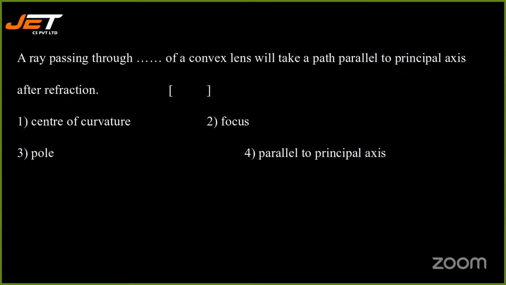Next question. A ray passing through dash of a convex lens will take a path parallel to the principal axis after refraction. So the ray should pass through the center of curvature, or it should pass through the focus, or it should pass through the pole, or it should be parallel to the principal axis. In order for the ray to be parallel to the principal axis after refraction, where should the ray pass through? Good. So it is the focus, right?